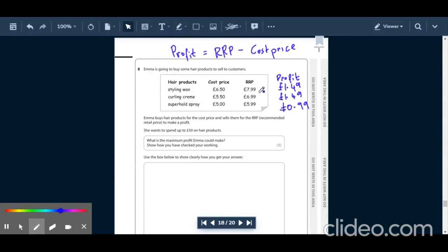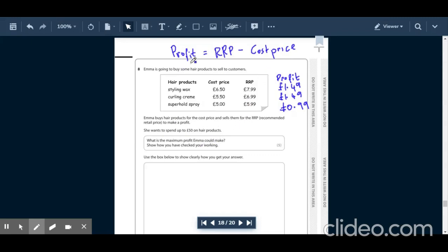So last question, I've already filled in part of it. She's going to buy some hair products to sell to customers. So she's got 3 products, cost price, and the RRP, which is the recommended retail price. She wants to spend £50, and she wants to find what's the maximum profit she can make. And then there's a check as well.